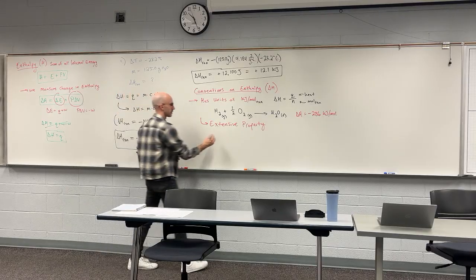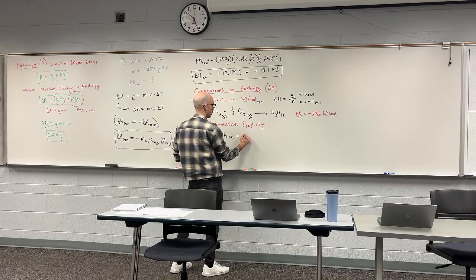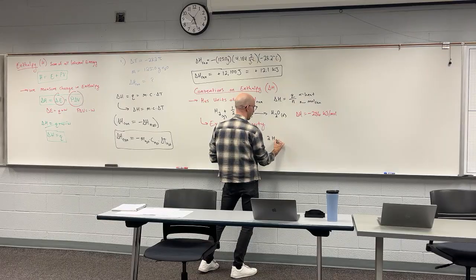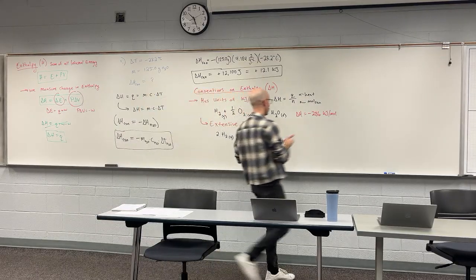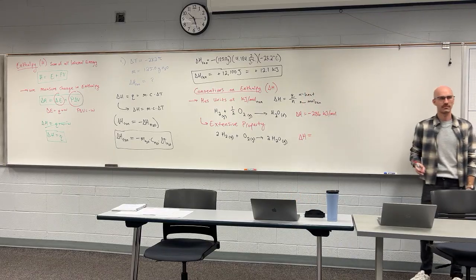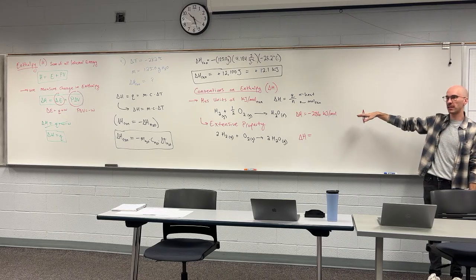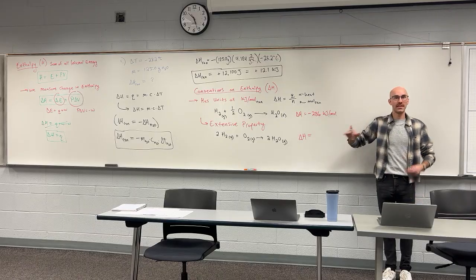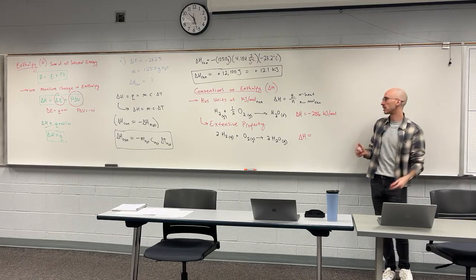But we could also write this as 2 moles of H2 gas react with 1 mole of O2 gas to give us 2 moles of H2O gas. How much energy is released? Well, if 1 mole of H2 releases 286 kilojoules, then having twice as many moles should release twice as much energy.